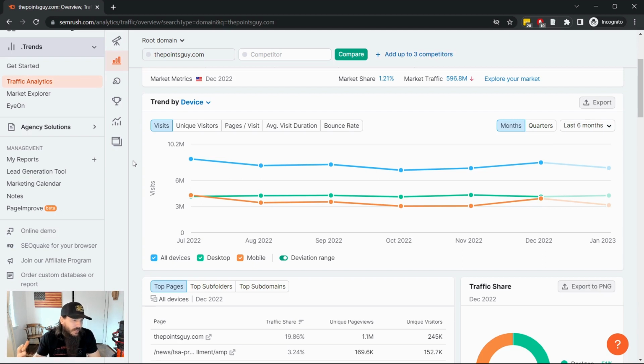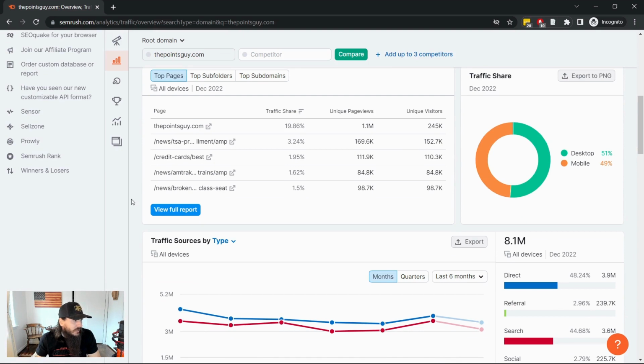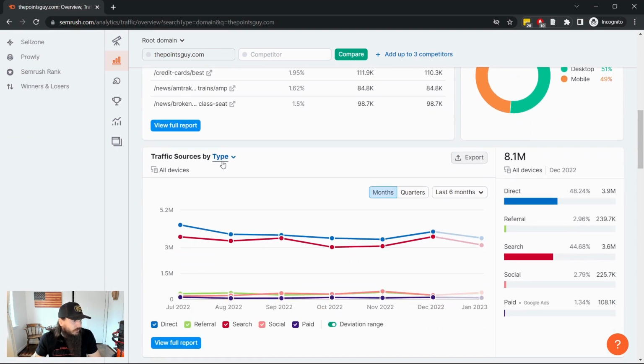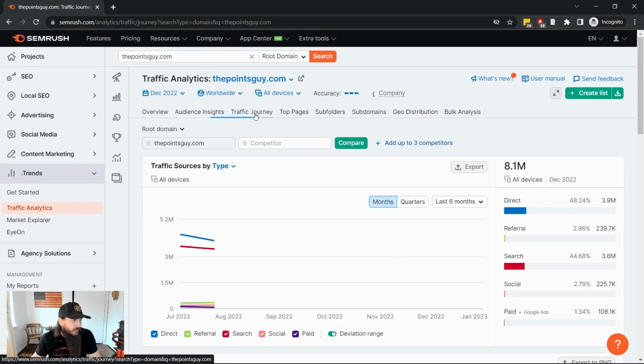Ideally, you're looking at traffic by channel and by device for as many years as you can get to really identify longer term trends and any potential risks in terms of spikes, valleys, and just overall consistency between those different channel breakouts. But what we're really interested in for this analysis is traffic sources by type here, which you can also get to by just clicking on this traffic journey tab.